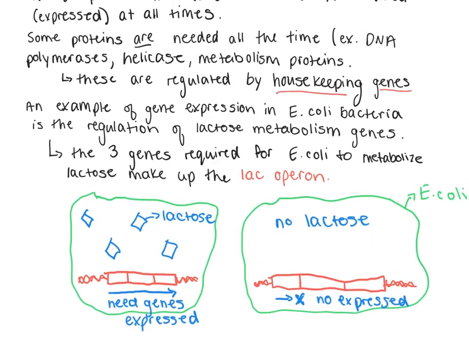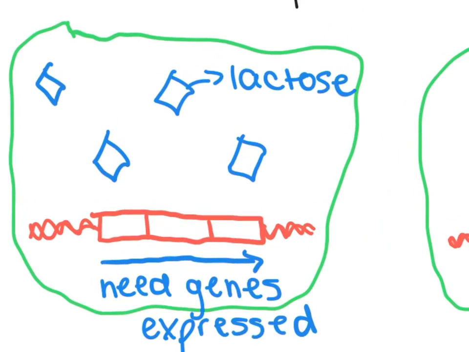And to be even more specific, these 3 genes have different names. So the first component of the Lac Operon is called Lac Z. The middle one is called Lac Y, and the last is Lac A. So again, these are just 3 different genes. All of these genes need to be expressed as part of the Lac Operon because each of them helps break down lactose in a different way.